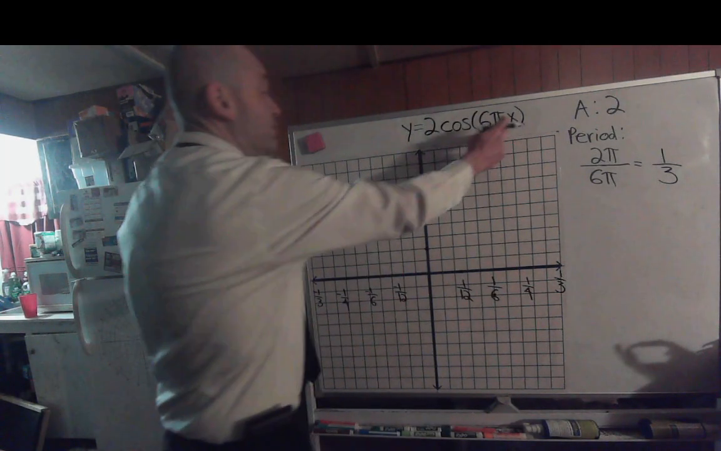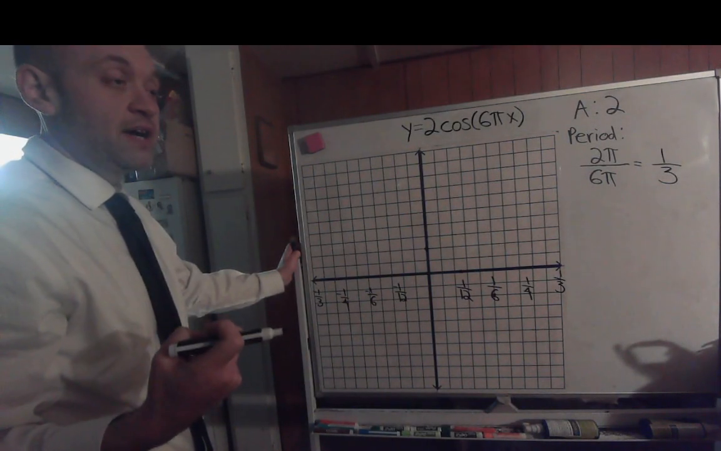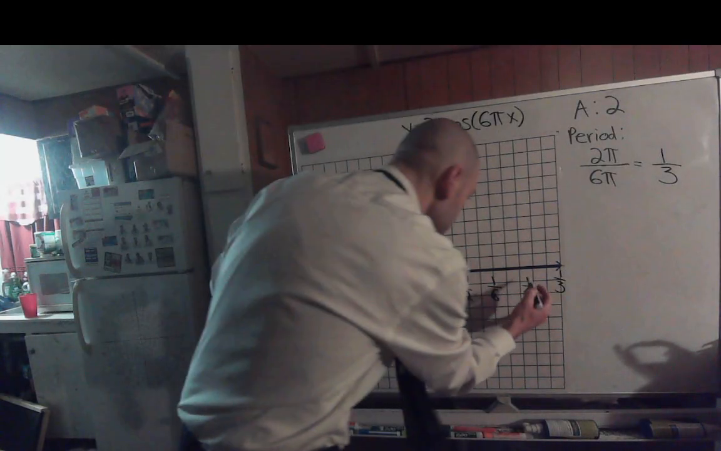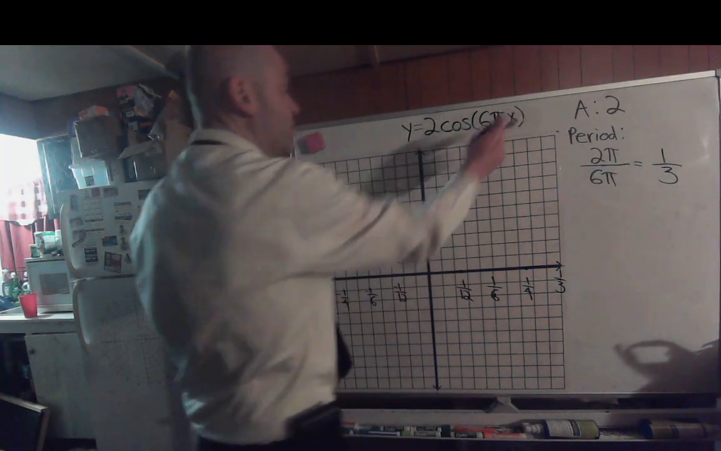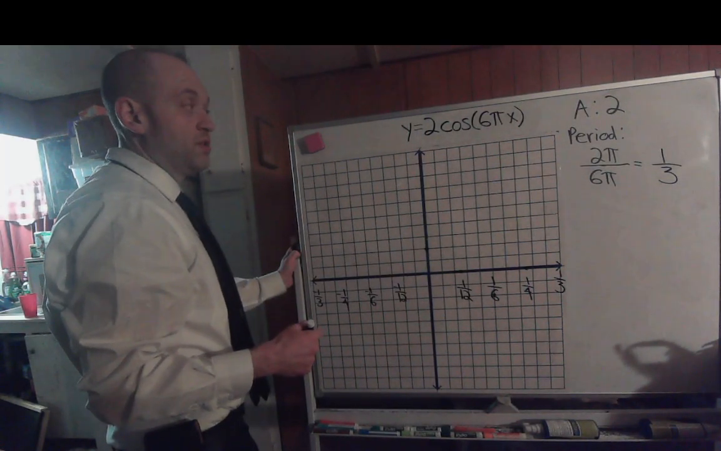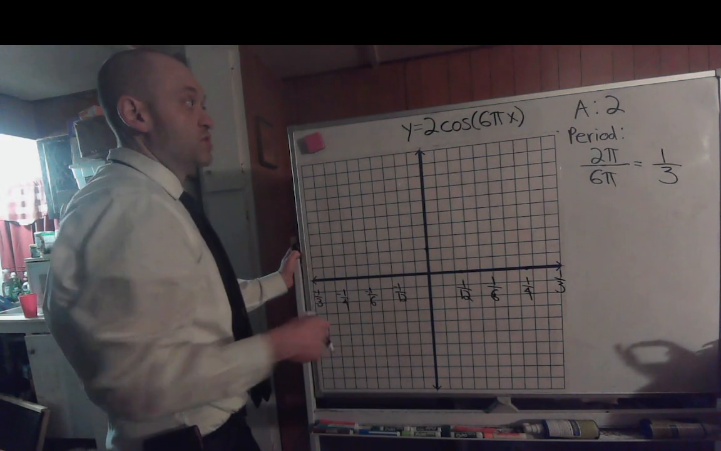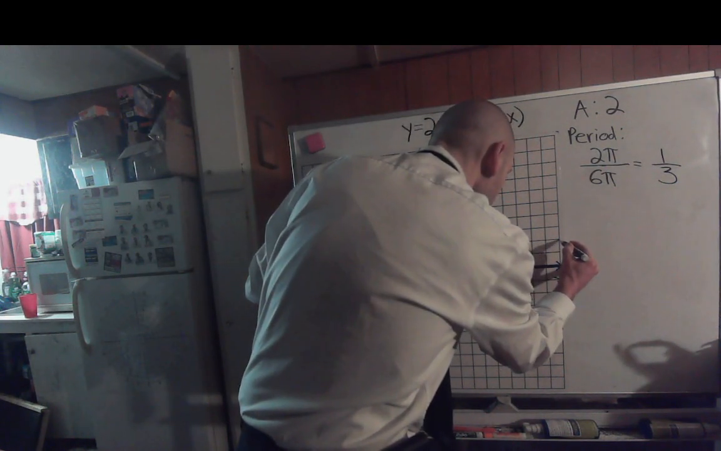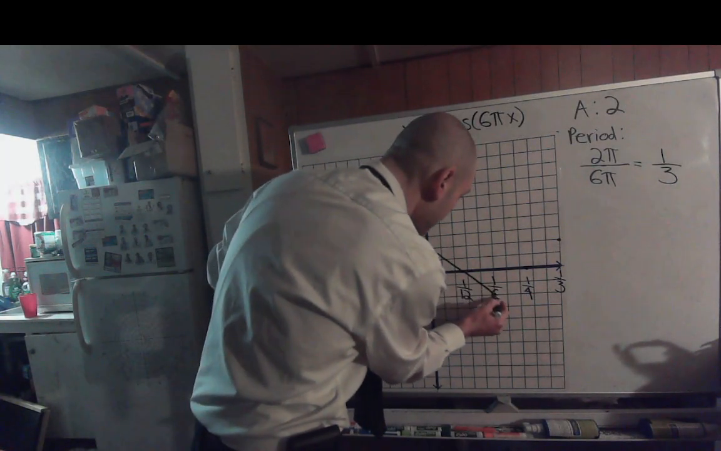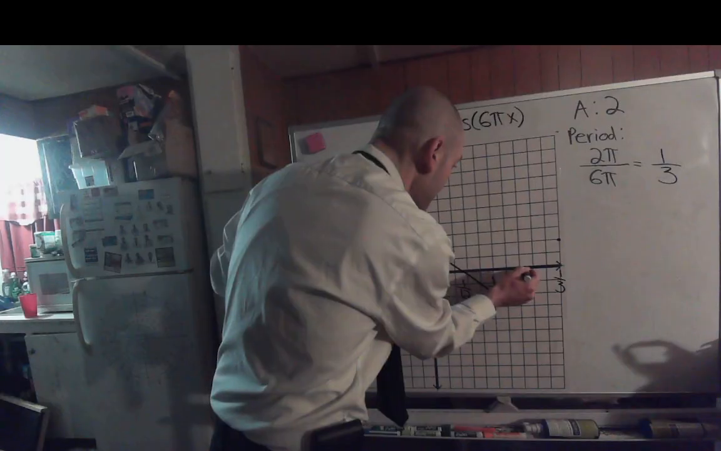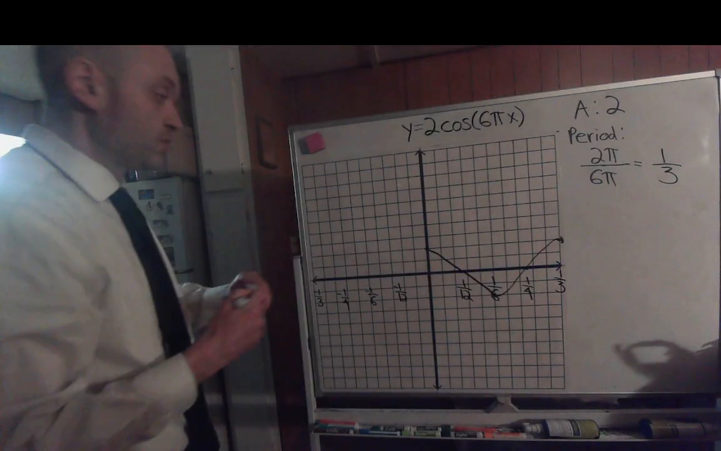Now put in 1/4, that would turn into 6 pi over 4, which is the cosine of 3 pi over 2. That's 0 times 2 is still 0. Now put in 1/3, 6 pi times 1/3, that would be the same as cosine of 2 pi, which is 1 times 2 is 2. So let's start drawing this curve. And there's your curve for the right side.